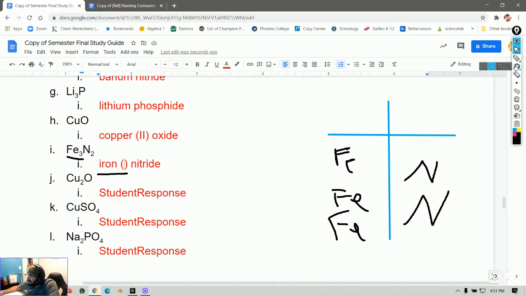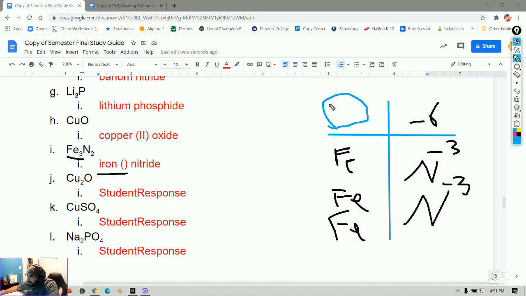Okay, so I'm going to give each nitrogen a -3 charge. Overall, that's going to give me a charge of -6. What I need to do from there is figure out what charge will balance that. Well, the overall charge that would balance that is a +6. Now, how can I get a +6 with 3 irons?